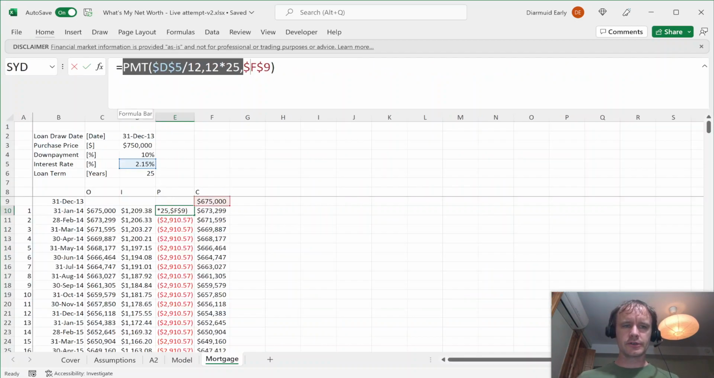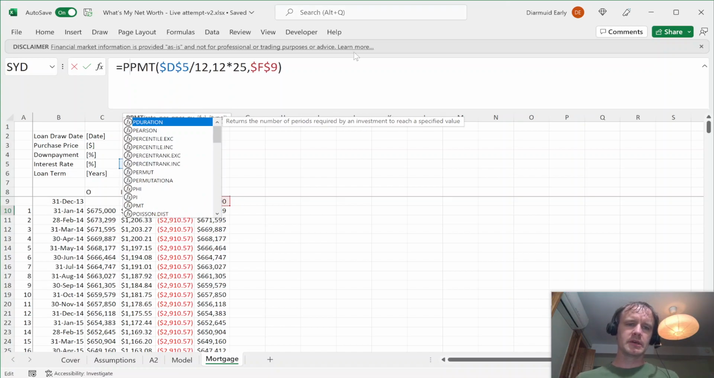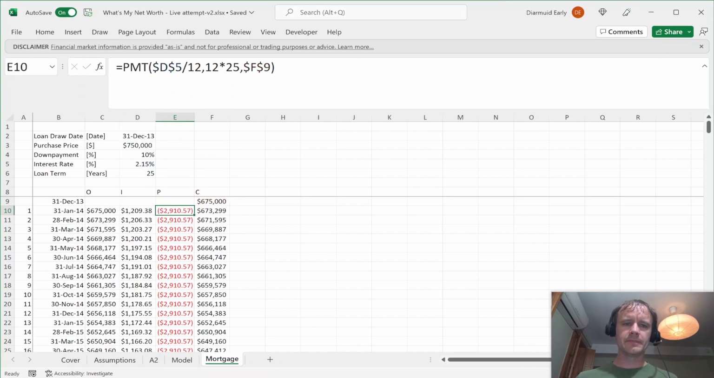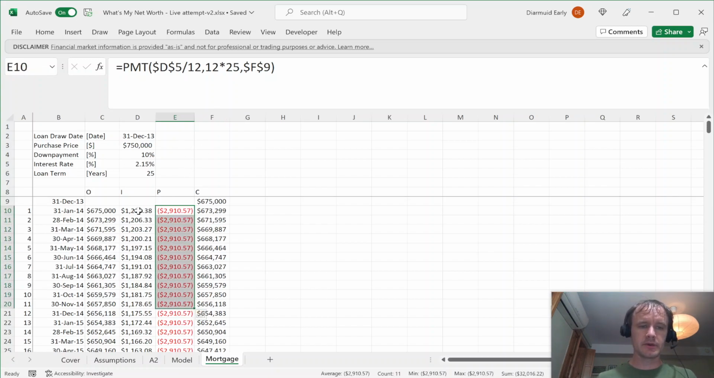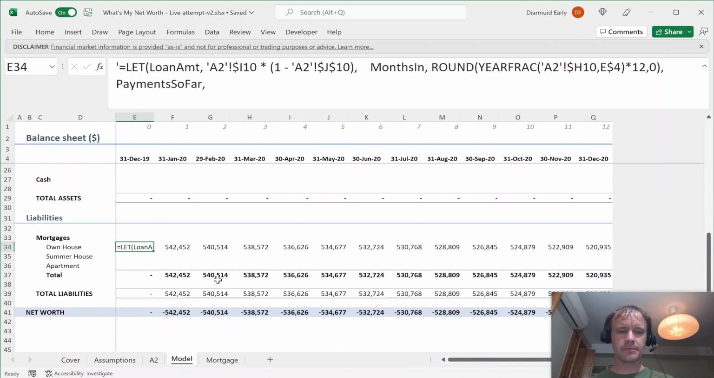I showed you the PMT function here, and I've talked about it in other videos, but you can also break this into the interest payment and the principal payment with IPMT and PPMT. It basically takes the same arguments, except you also have to specify the period number. The total principal plus interest stays the same in every period, so you don't have to specify it for that one, but the interest changes every time and the principal changes every time to balance the two of them out.